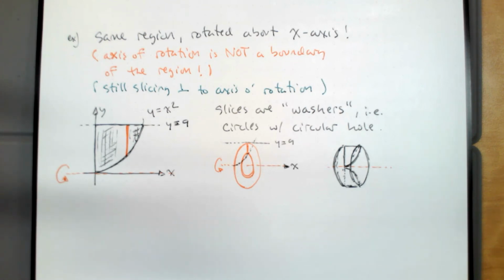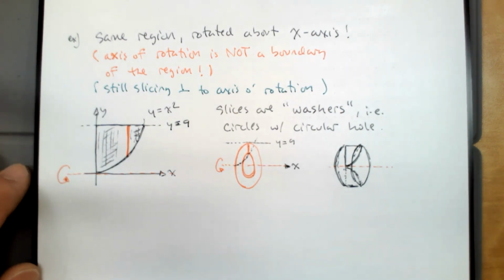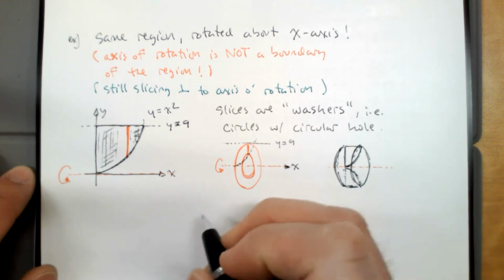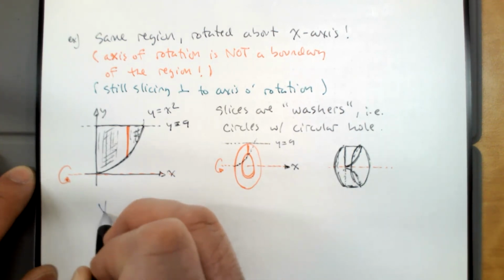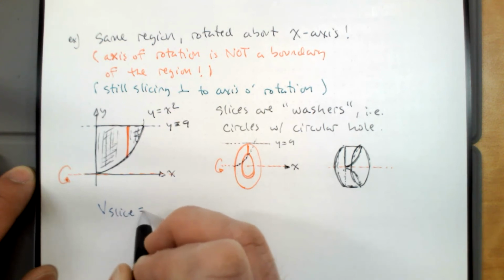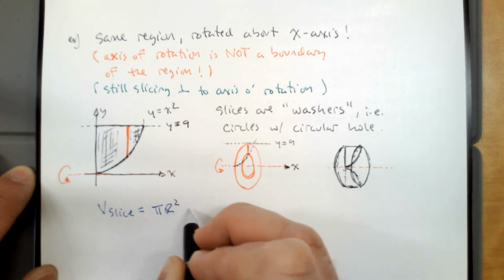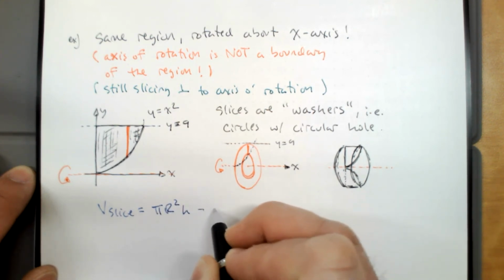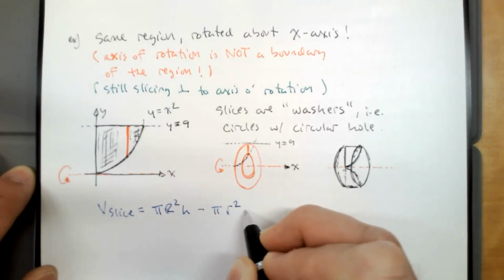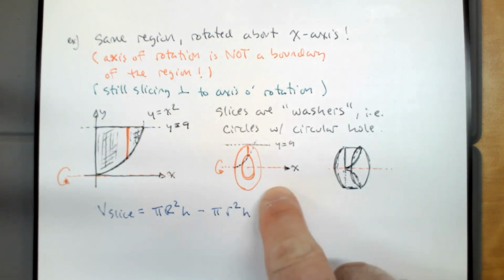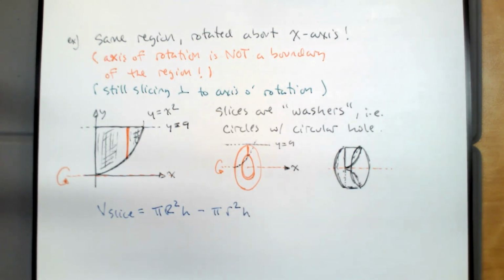So what we're going to do is we're going to take the outer circle and subtract the inner circle. So the volume of the slice is going to be in 2 terms. I'm going to have two radii, a big radius and a small radius. I can use the same H for both, because we're just going to take this washer and make it into a little tire.